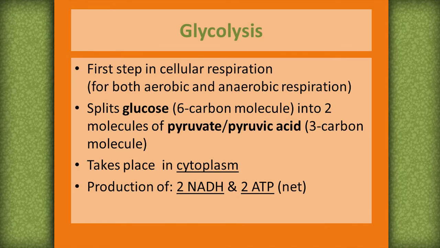Glycolysis is the first step of cellular respiration for both aerobic and anaerobic respiration. It splits one glucose molecule, which is made up of 6 carbons, into 2 molecules of pyruvate, also known as pyruvic acid, which are 3 carbon molecules. This takes place in the cytoplasm of the cell. It produces 2 NADH molecules and a net total of 2 ATP molecules.